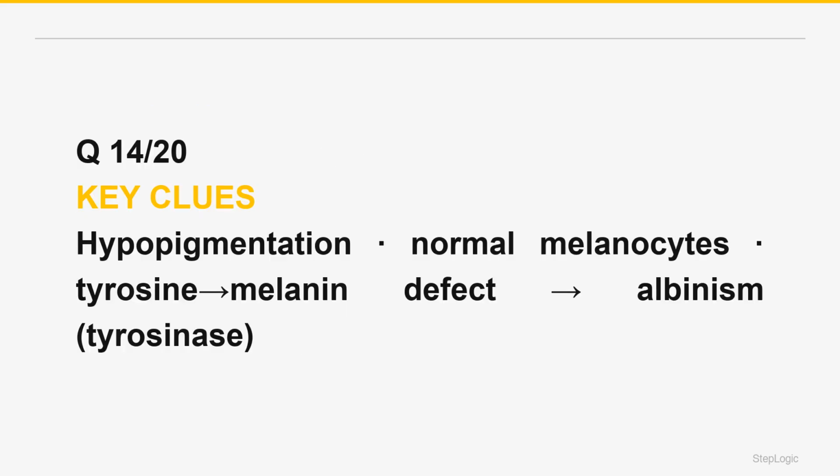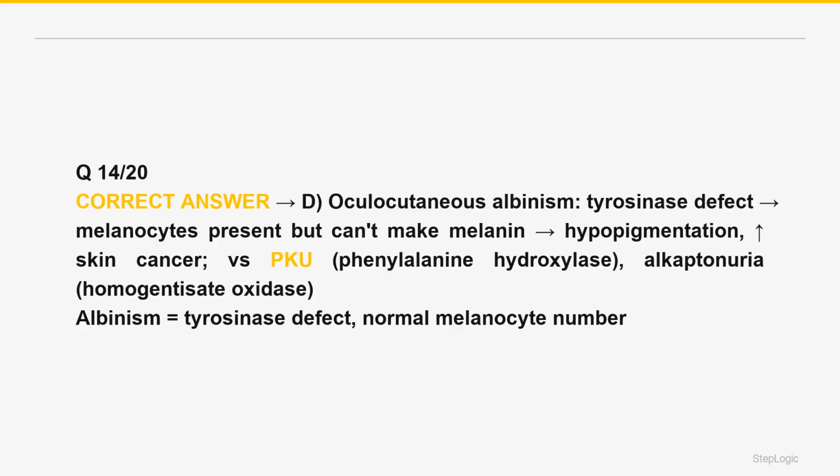This is oculocutaneous albinism. The classic form is a deficiency or absence of tyrosinase, the enzyme that converts tyrosine into dopa and then into melanin within melanocytes. The key conceptual point is that the number of melanocytes is normal. They are simply unable to produce melanin. The result is generalized hypopigmentation of skin, hair, and eyes with nystagmus, photophobia, and reduced visual acuity from lack of retinal and iris pigment, plus a markedly increased risk of sunburn and skin cancer. The correct answer is D.